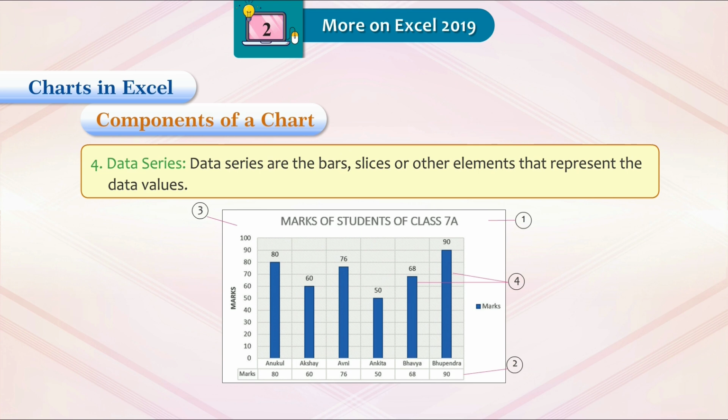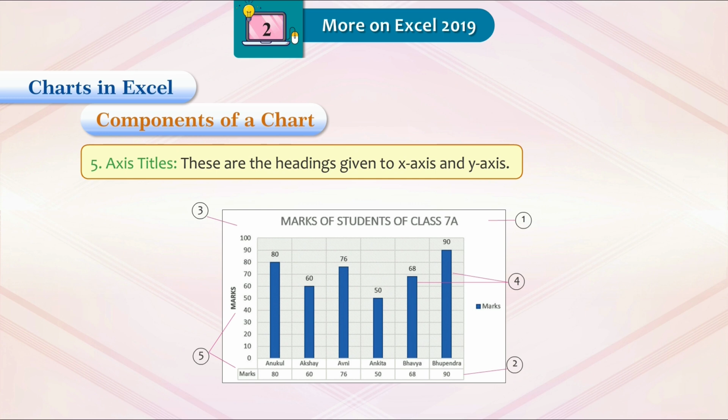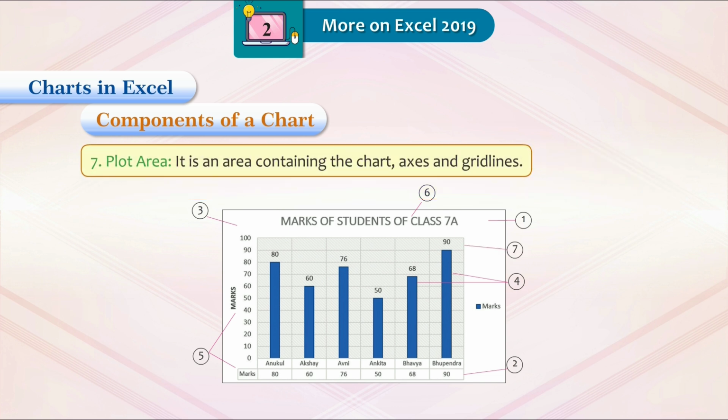4. Data series. Data series are the bars, slices, or other elements that represent the data values. 5. Axis titles. These are the headings given to X and Y axis. 6. Chart title. It is the heading of a chart. It helps the user to understand what the chart represents.